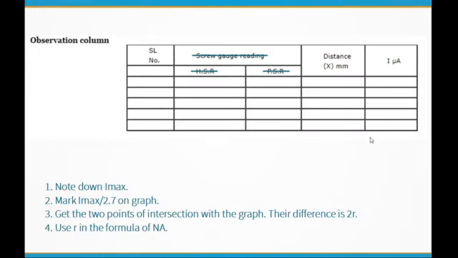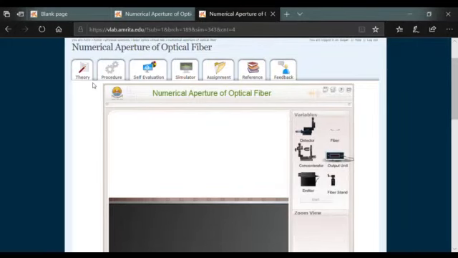Now before jumping to the observation table, I will go to the simulator first, and then I will try to show you the observation columns. This is the simulator which is available at Amrita Virtual Lab. This is the bench, and these are my apparatus which have to be kept on the bench.